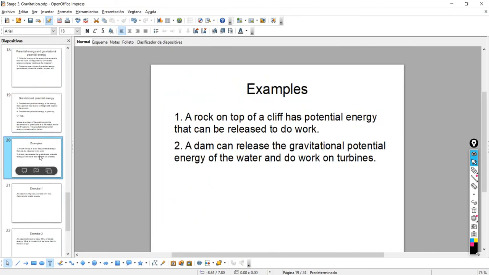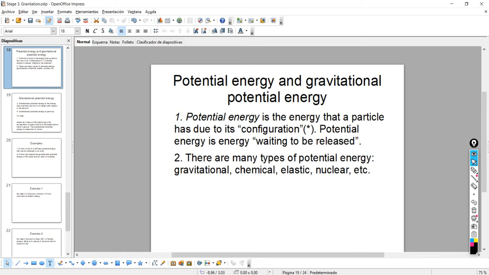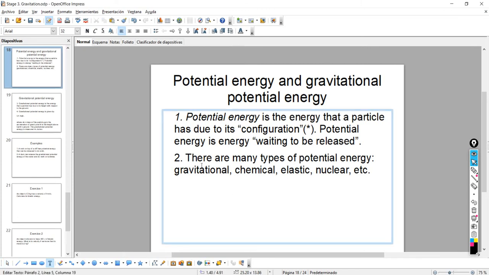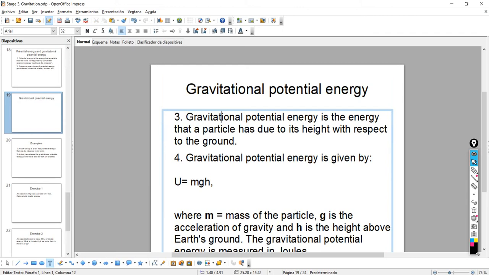Okay, now what about gravitational potential energy? Even though there are many types of potential energy, like gravitational potential energy, chemical potential energy, elastic potential energy, nuclear potential energy, and so on, the only potential energy that we will investigate is gravitational potential energy. And what is it? Gravitational potential energy is the energy that a particle has due to its height with respect to the ground. Due to its height with respect to the ground.